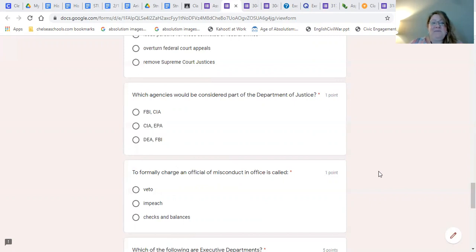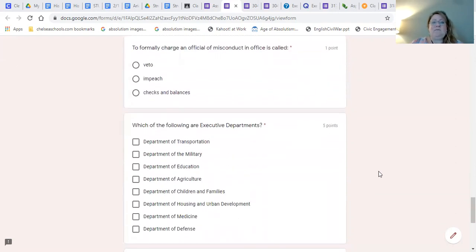FBI and CIA, the Federal Bureau of Investigation and the Central Intelligence Agency; CIA and EPA, the Central Intelligence Agency and the Environmental Protection Agency; or the last option, DEA and FBI, Drug Enforcement Administration and the Federal Bureau of Investigation. To formally charge an official of misconduct in office is called veto, impeach, checks and balances.